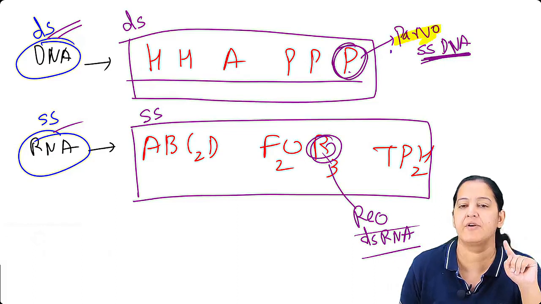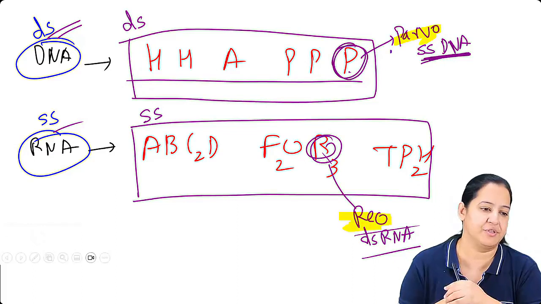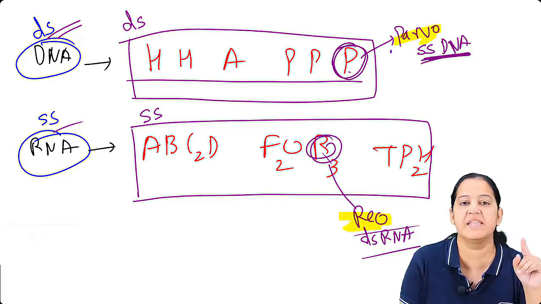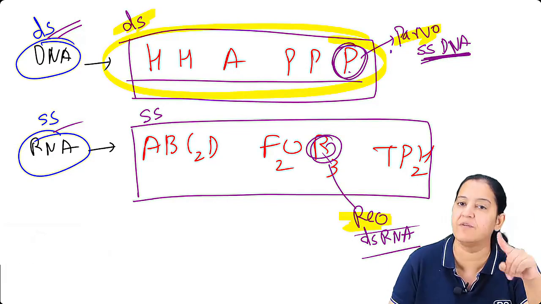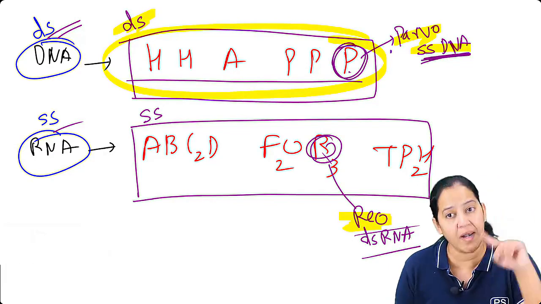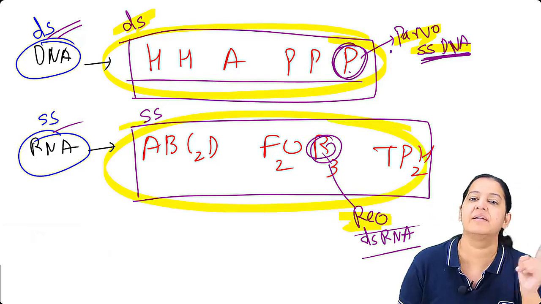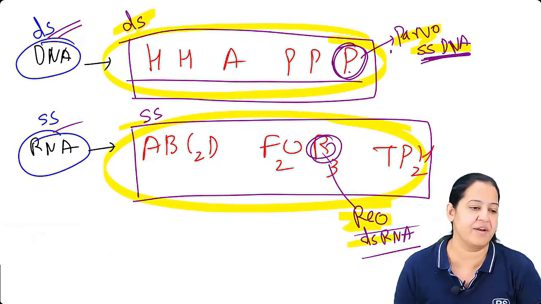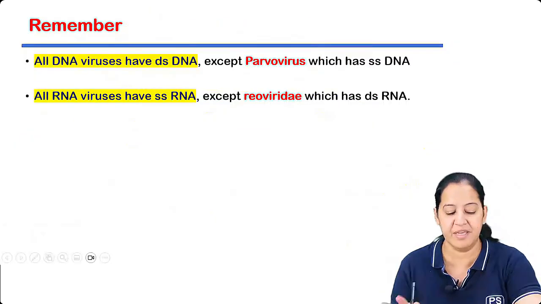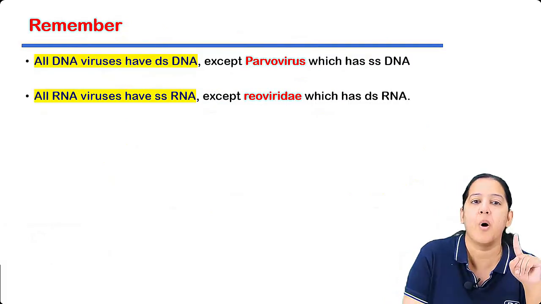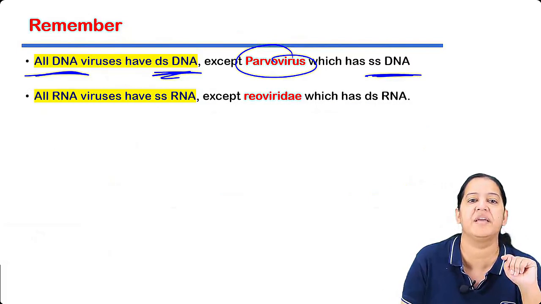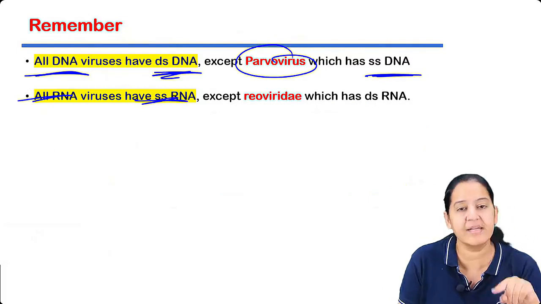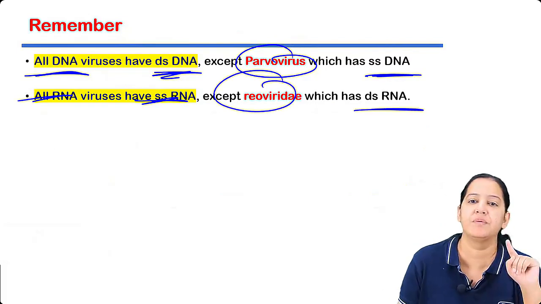Parvovirus and Reovirus. Please learn the 2 exceptions. Got it? So the summary is that all DNA viruses are double-stranded except parvo, which is single-stranded DNA. All RNA viruses are single-stranded except Reo, which is double-stranded RNA. Got this point? The same thing is written in your notes. Mark it.